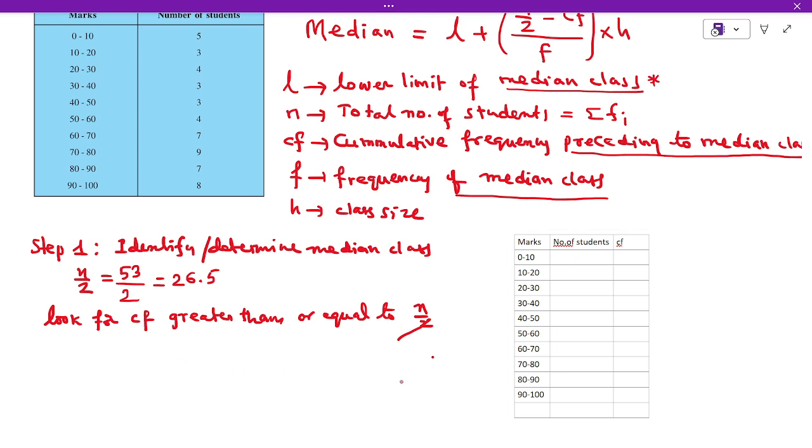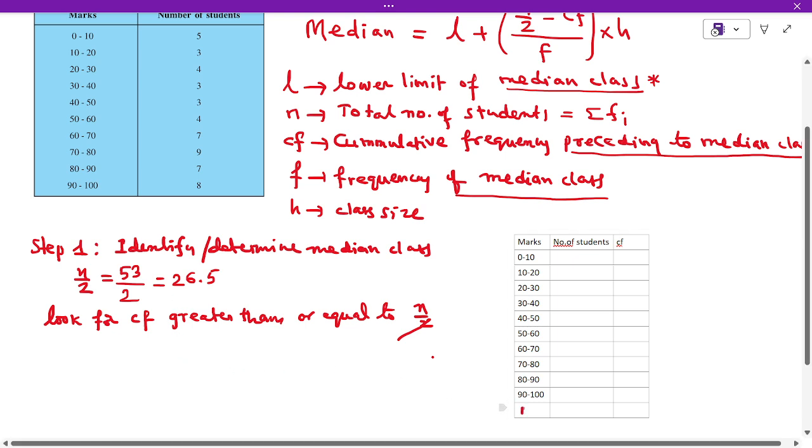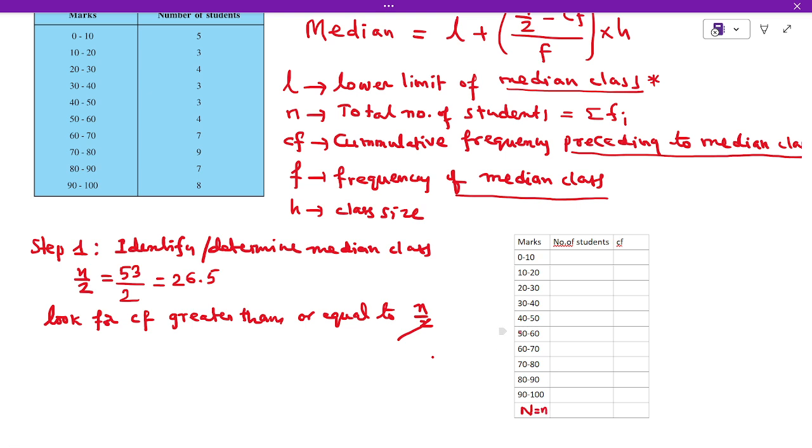So I am writing this one as the total n. You can use small n or capital N. Here I used small n, so I am writing small n also. So the number of students here is 5, 3, 4, 4, 3, 4, 7, 9, 7, 8. So we got a total of how much? 53, right?